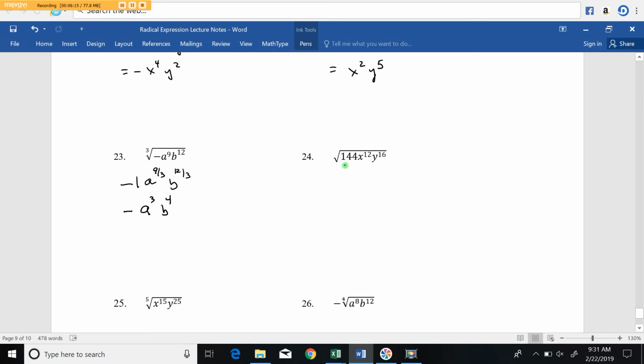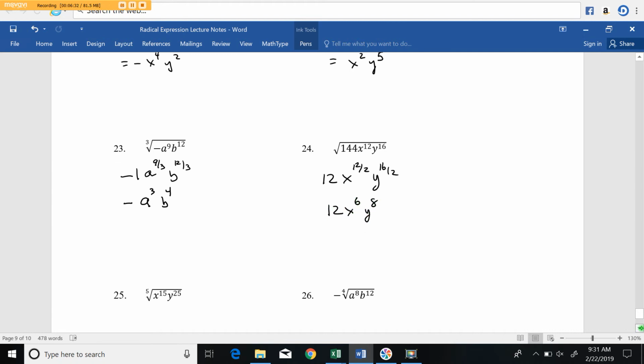24 here. All right, the square root of 144, that's 12. And then this will be x to the 12 halves, y to the 16 halves. Or in other words, 12x to the 6th, y to the 8th. Not really much more to do there.